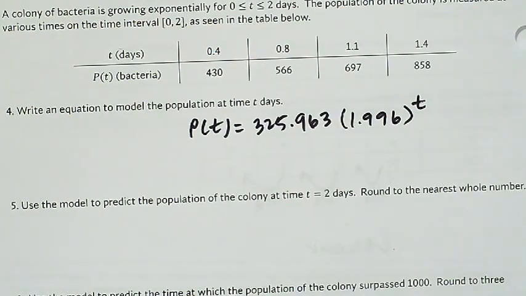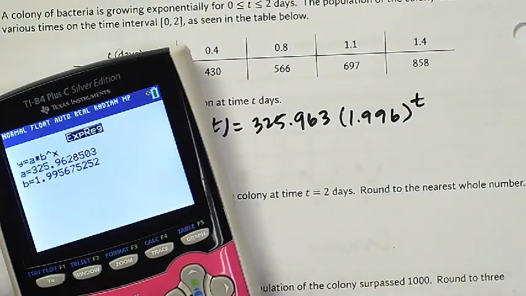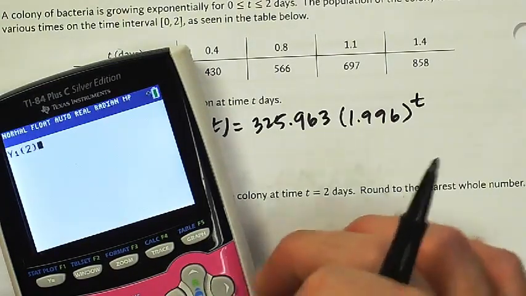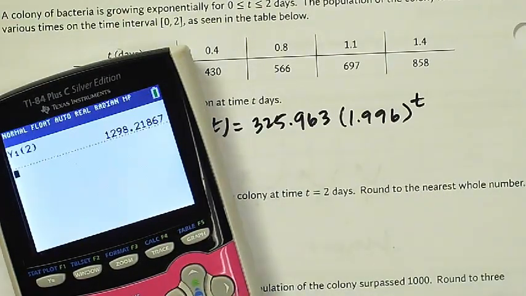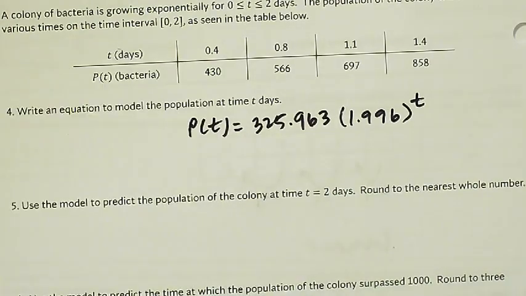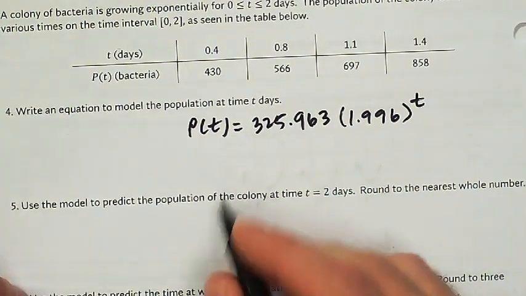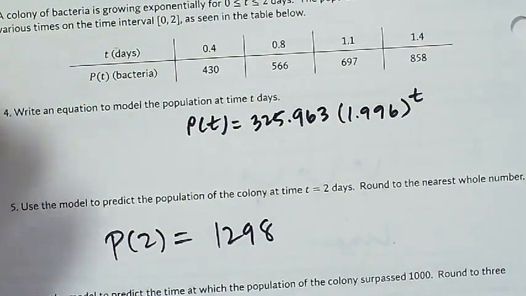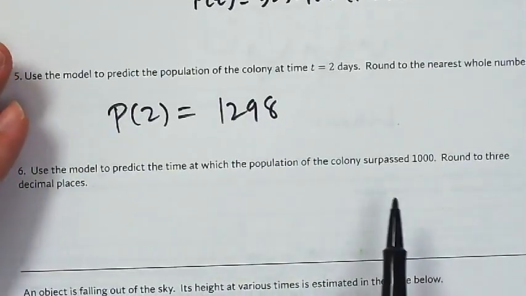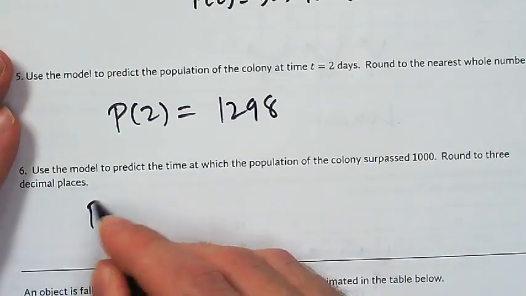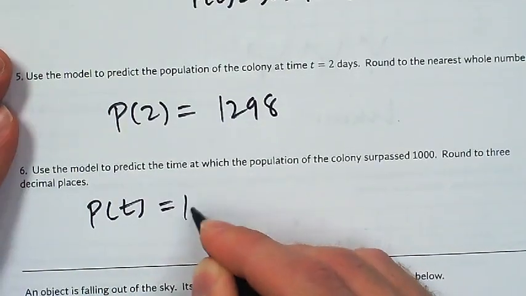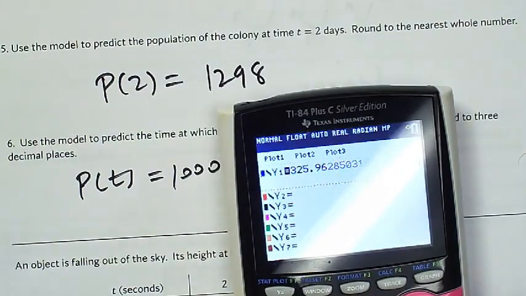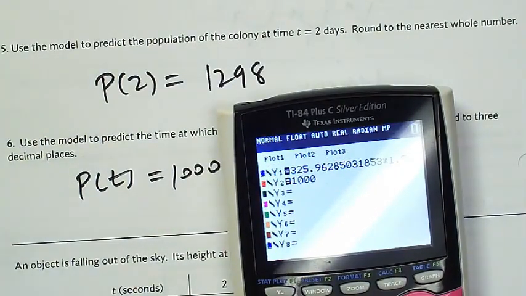And then use the model to predict the population of the colony at time t equals 2 days. So I'm going to call for y1, plug in 2, and get 1,298.219. Nearest whole number, so 1,298. Let's say that's p of 2 equals. And when did the population of the colony surpass 1,000? So find the solution to p of t equals 1,000. So we're going to go over here. I'm going to say this equals 1,000.